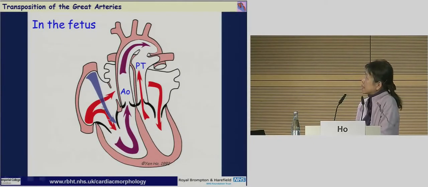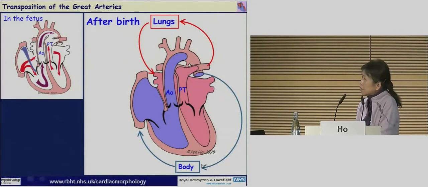So in the fetus, the circulation goes like this. I'm sure you're all familiar with, so this is really no issue. But after birth, there would be an issue when the fetal shunts close off and there's no ventricular septal defect or other communications between right and left heart chambers.